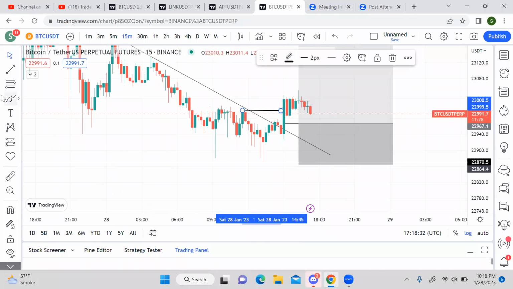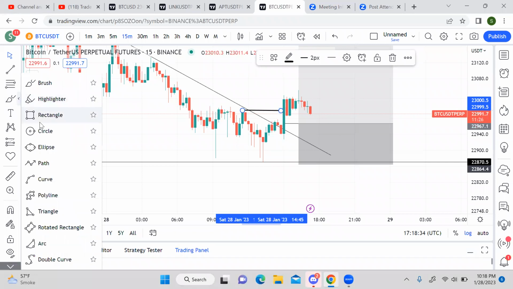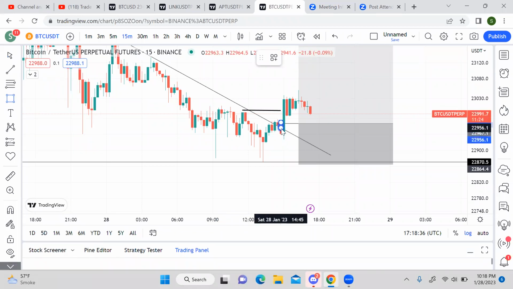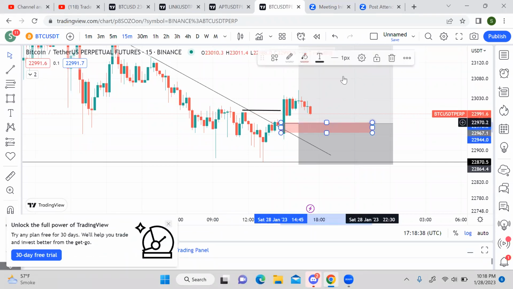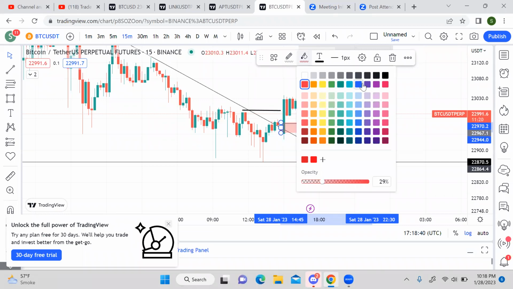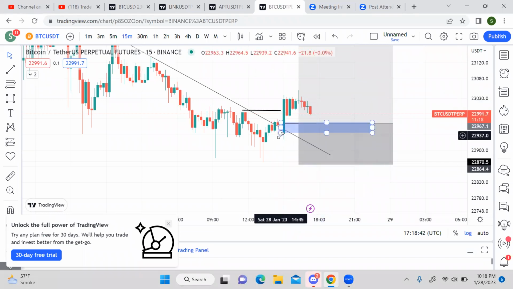Okay, here it is, the order block. This one is a bullish order block. What is the definition of a bullish order block? The price movement towards the upside. So before that price movement, you have a red candle, which will be your order block.